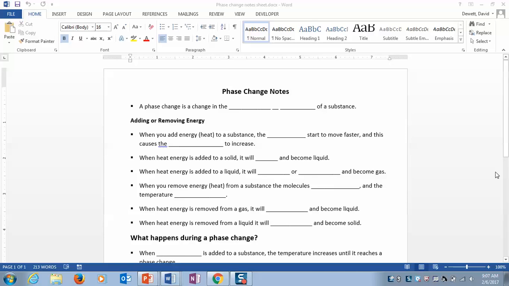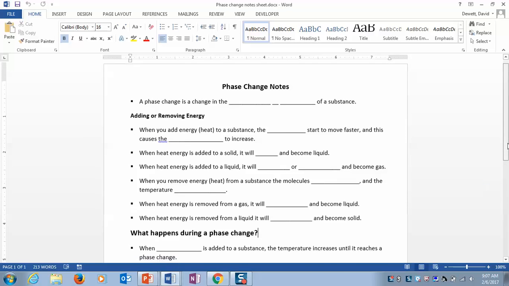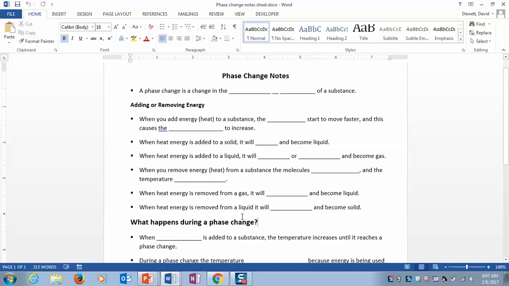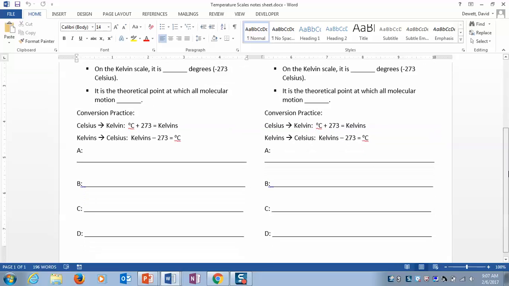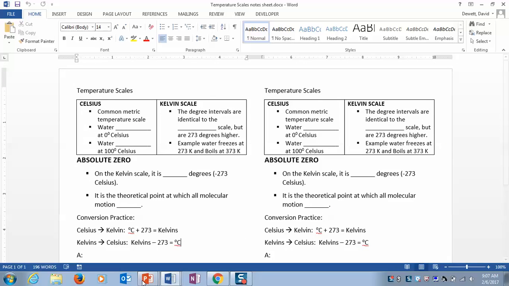So there are two notes pages. The first one looks like this, phase change notes. That one's going to go on page 41, and then there's also going to be this one that says temperature scales. It's a half sheet, so temperature scales, and it'll give you some practice doing some energy conversions as well. So let's just jump in.